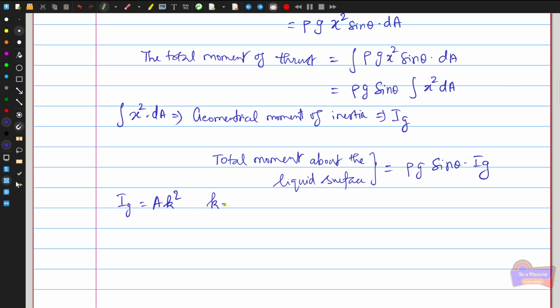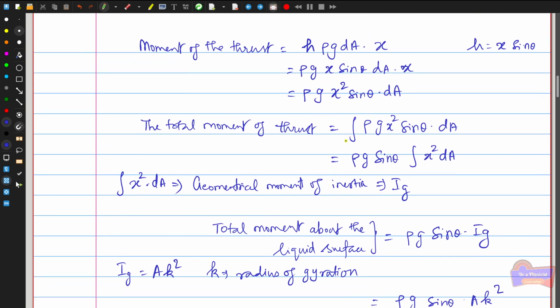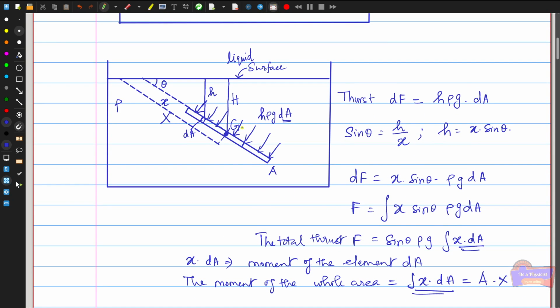So the k is nothing but the radius of gyration, which depends upon the shape of the material immersed in this plane. So I can substitute this value into this equation: the total moment is equal to rho g sine theta into A k squared.